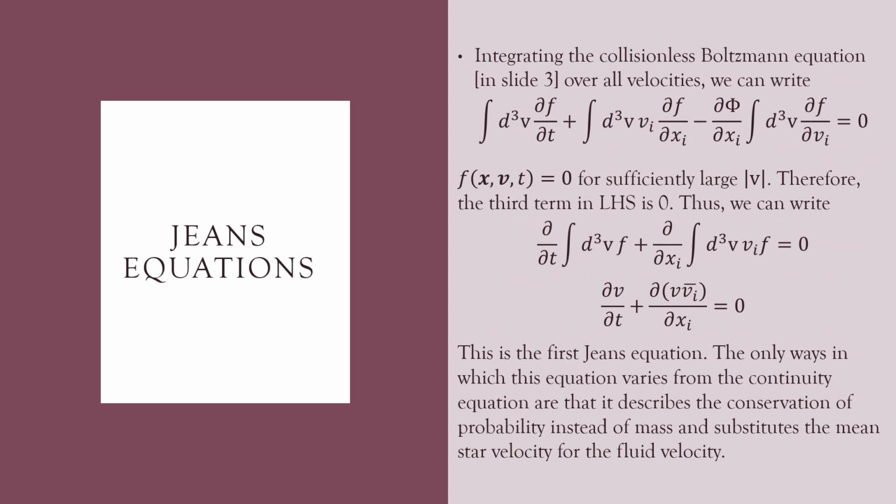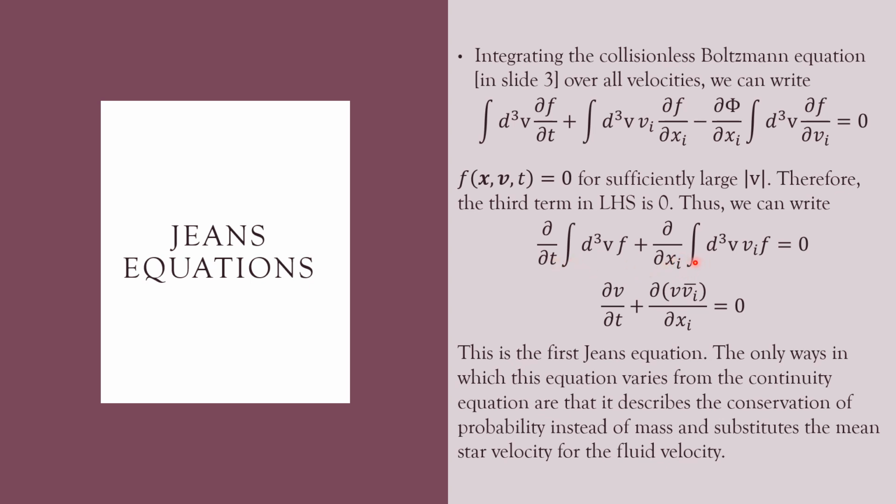By integrating the collisionless Boltzmann equation, as discussed in the previous slide, over all velocities, we arrive at an expression as written in the slide. Now, it's crucial to note that for sufficiently large velocities, the distribution function tends towards zero. Consequently, the third term on the left-hand side of the equation becomes negligible, simplifying the expression to this line. In this case, velocity is a function of the velocity vector, not a function of position vector or time.